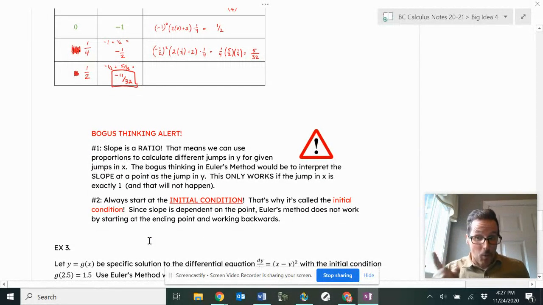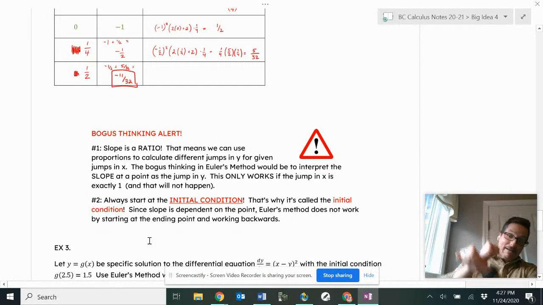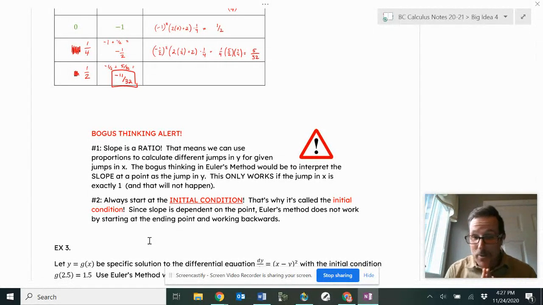All right, so I just want to warn you, don't do this. Slope is a ratio. That means we need to use a proportion to calculate the jumps in y. Here's the bogus thinking: by calculating slope, some people think they're calculating the change in y. That is incorrect. If the slope is 2, that's rise over run. That means you rise 2 for every 1 that you move to the right. That's what dy/dx equals 2 would mean.